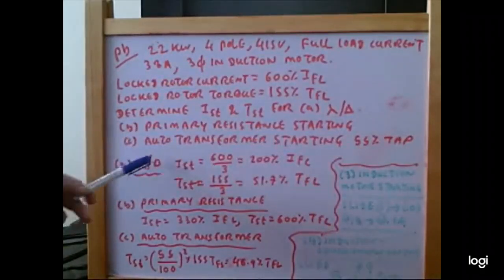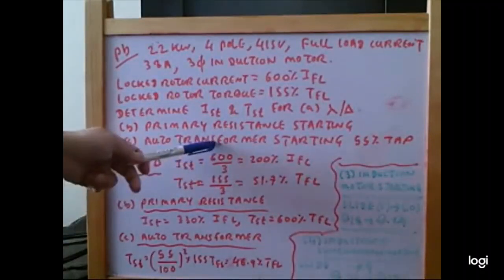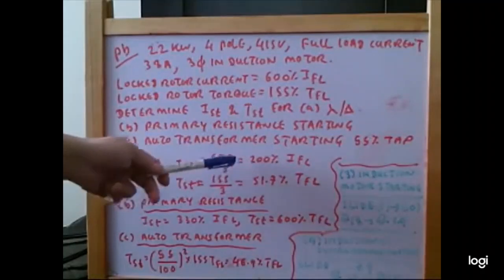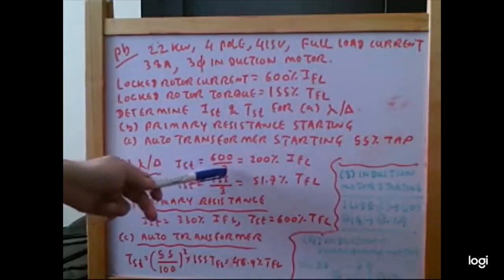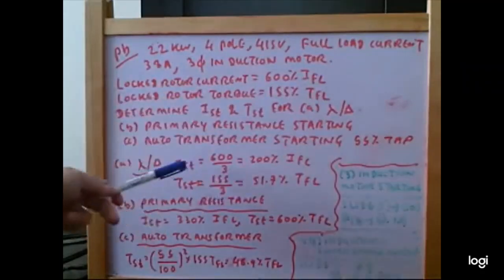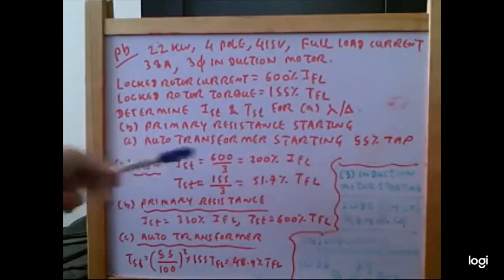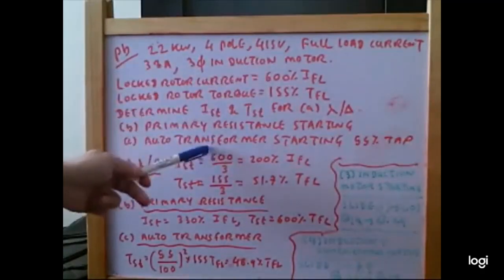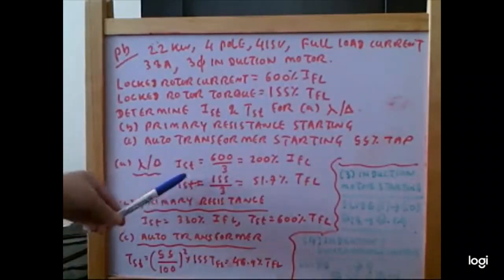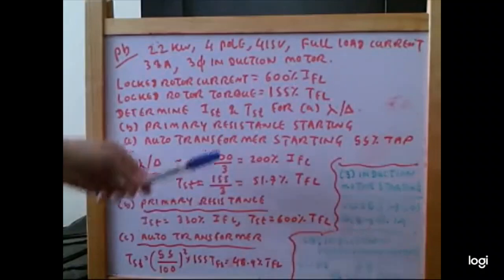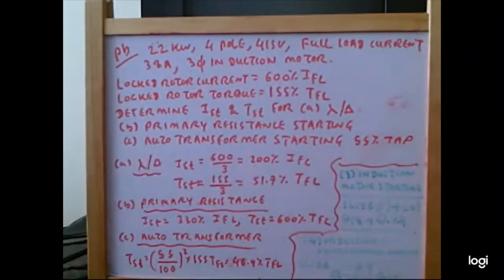Firstly, we calculate the star-delta connection. Starting current IST is equal to 300 divided by 3, so this is 100% of the IFL. Starting torque is 155 divided by 3. Because for star-delta, the starting current is the DOL starting current divided by 3. DOL starting current is 300%, so 300 divided by 3 is 100%. And star-delta starting torque is the direct online starting torque divided by 3. Direct online is 155, so 155 divided by 3 is about 52%.